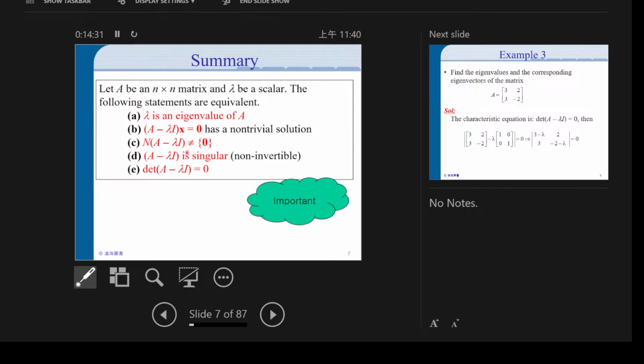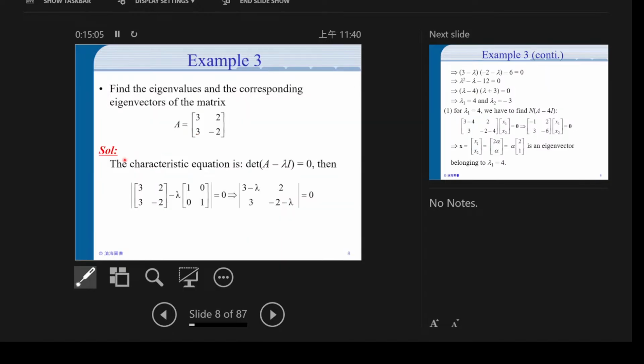So this is 1.5.2. This means that A minus lambda I is singular, and the determinant of A minus lambda I must be 0, and this also means that the null space of A minus lambda I is non-zero. These are equivalent things, and we will use this property. This one is the most useful because it's just an equation for lambda, and we'll use it to solve for our lambda. Now let's find the eigenvalues and the eigenvectors in this example.